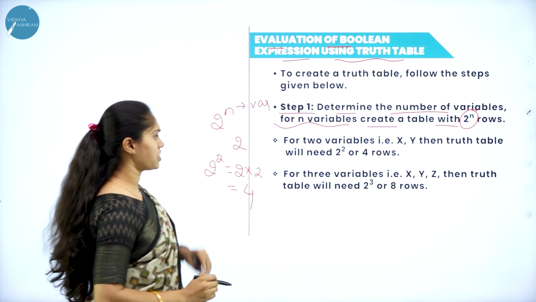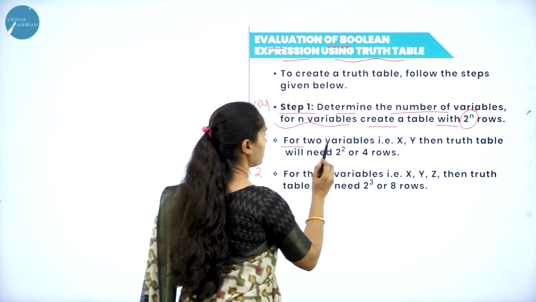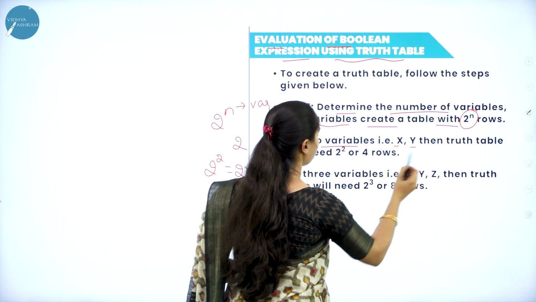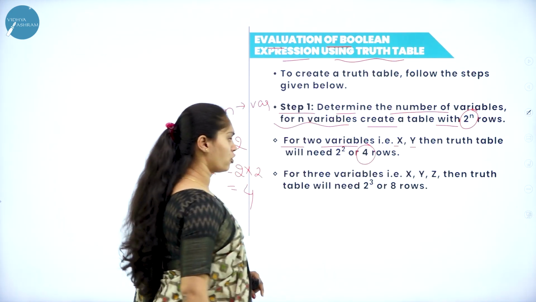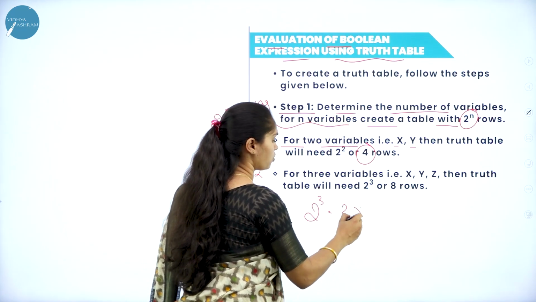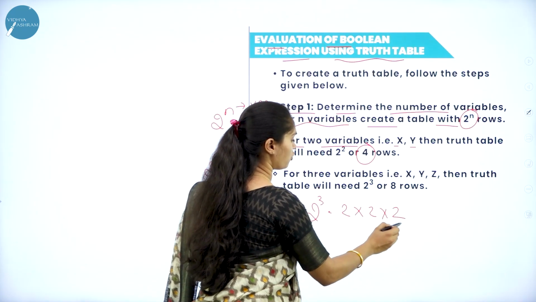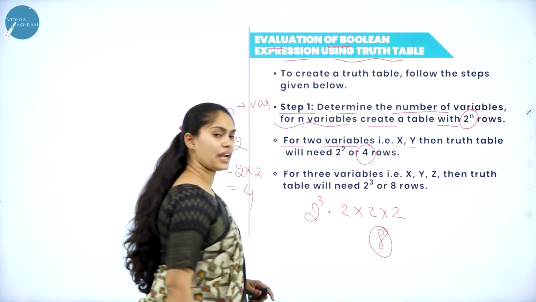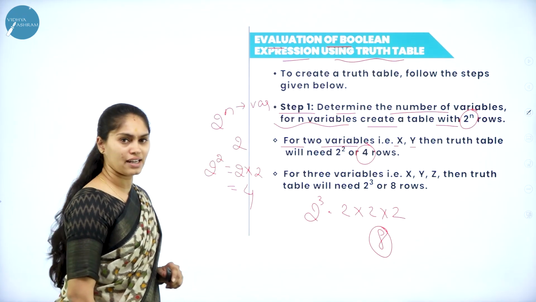That is related to step 1. For 2 variables x and y, the truth table will have 4 rows. What if it is 2 power 3? At that time, 2 into 2 into 2. So 2 2s are 4, 4 2s are 8. It will be 8 rows. That we have to understand.